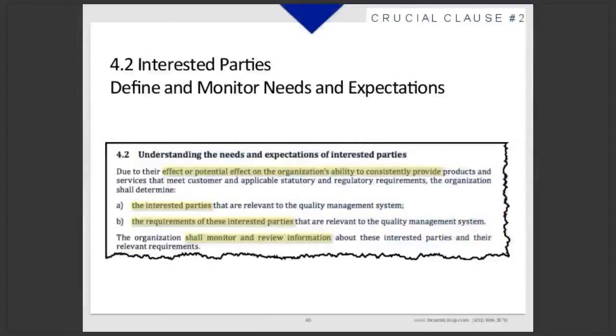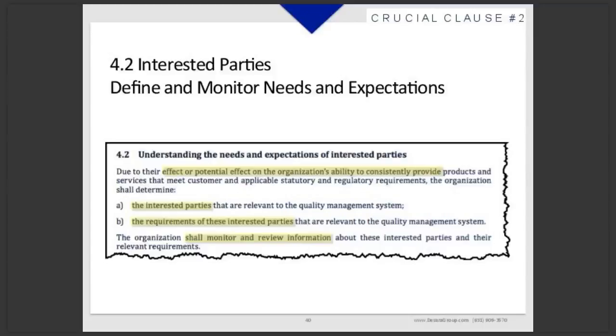Okay, moving on, crucial clause number 2. Crucial clause number 2 is to define and monitor the needs and expectations of your interested parties. You almost have to read this one in reverse. Let's read it aloud. Sing along with me from your hymnals, ISO 9001 gurus. It says, due to their effect or potential effect on the organization's ability to consistently provide products and services that meet customer and applicable statutory and regulatory requirements, the organization shall determine A, the interested parties that are relevant. There's that word. Now this time it is relevant to your quality management system, not relevant to your strategic direction. B, the requirements of those interested parties that are relevant to the quality management system. And then you have to monitor and review the parties and their relevant requirements.